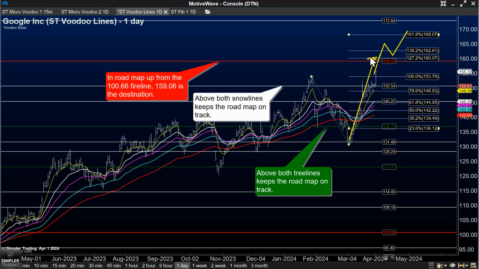So for my long Google position, I have sold some calls against that up around 160. If my position does get called away, then I'll start selling some puts again. But I am at least considering the idea that we may run out of gas there.